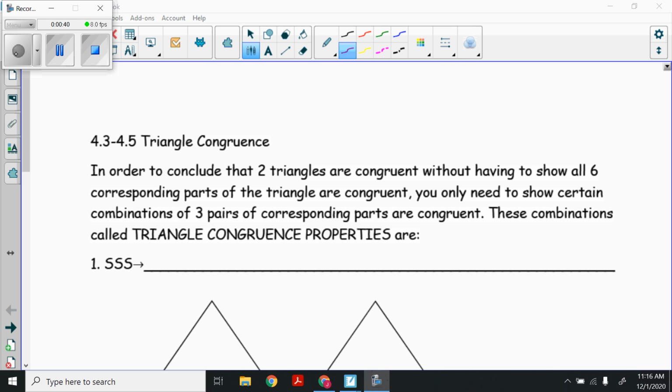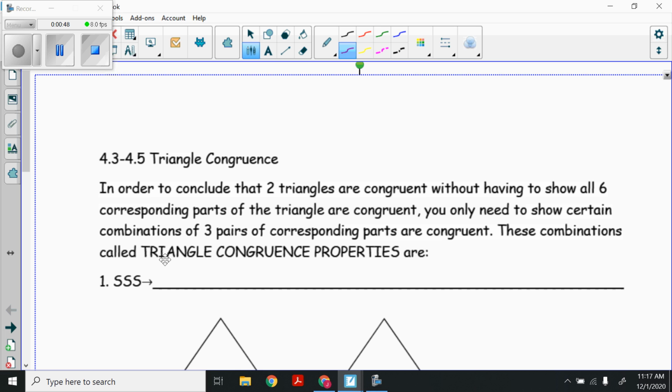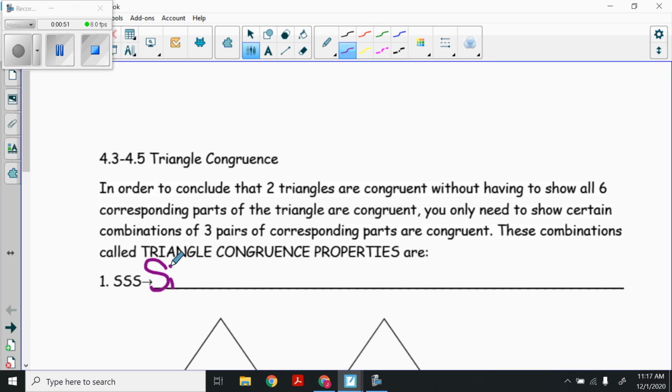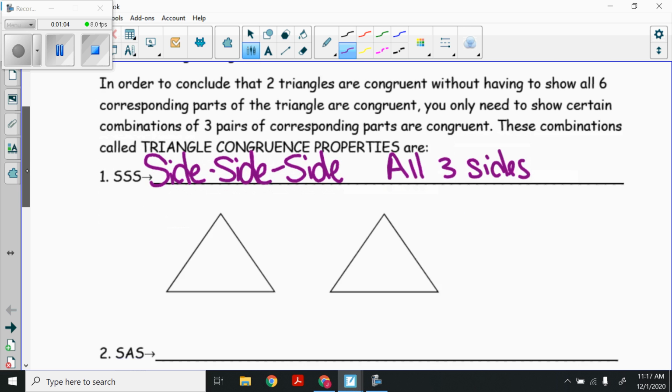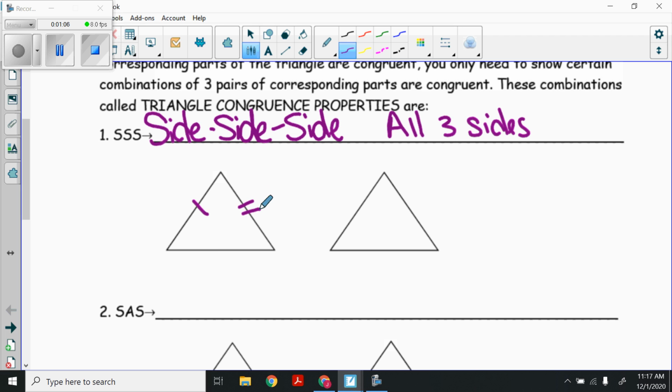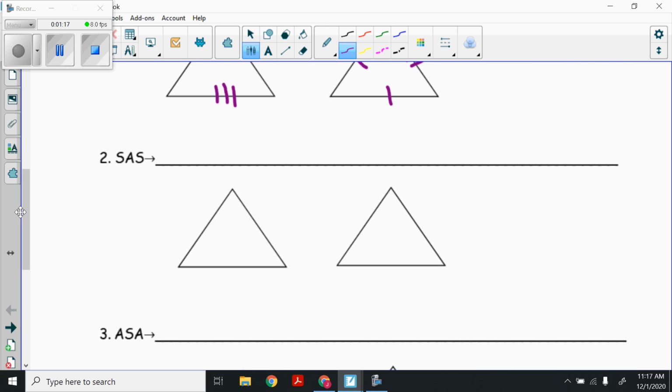They are, the very first one, abbreviated SSS. So SSS stands for side, side, side. So this is where you know all 3 sides. That's what you know. So in a picture, you would have all 3 sides with the same markings. Okay? The second one is abbreviated SAS.